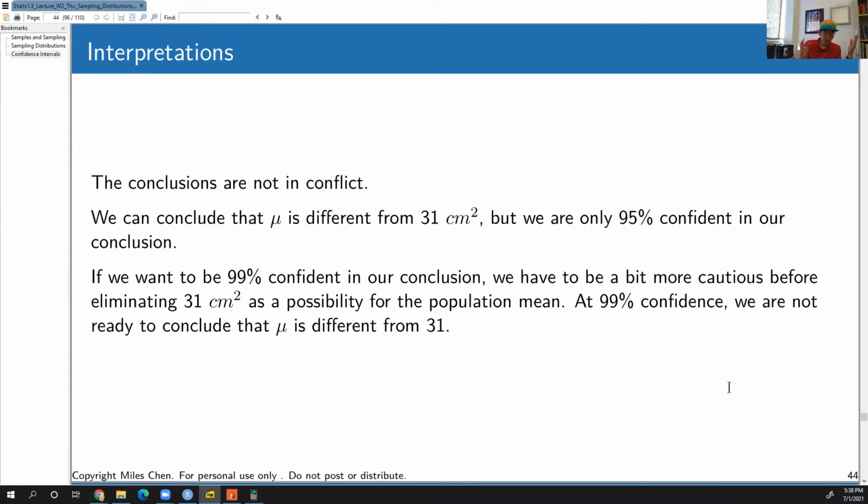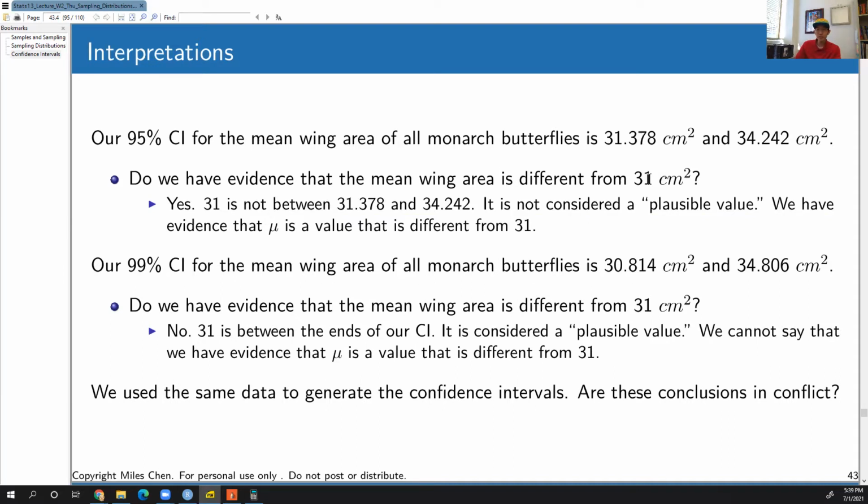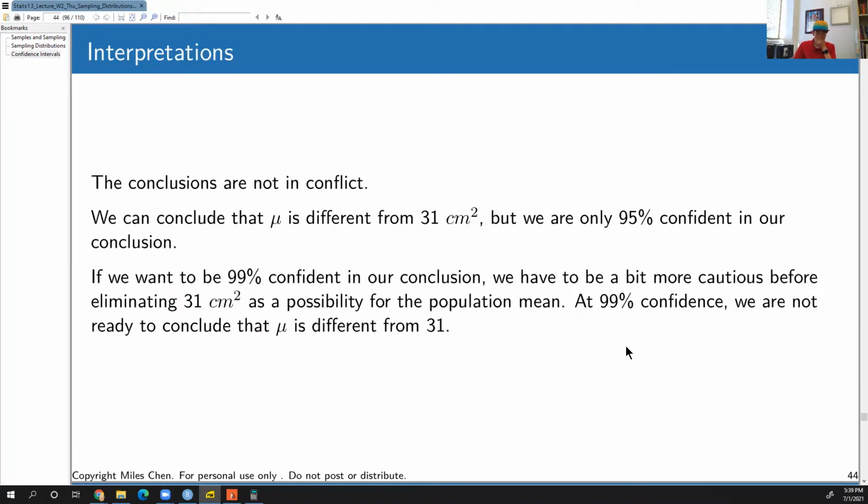Well, the different conclusions come from the fact that we're using different levels of confidence. So this first one, we are 95% confident in our answer. In the second one, we're 99% confident in our interval. So the second one, we're just being a little bit more cautious. The first one, 95% confident, gives us kind of 5% room for error. And the second one, we say, you know what, that's a little bit too much risk for me. I want to be more cautious. So it's kind of just like eliminating options.